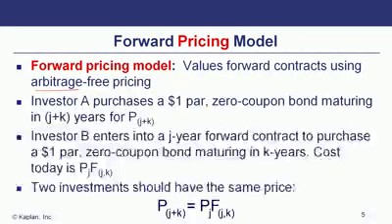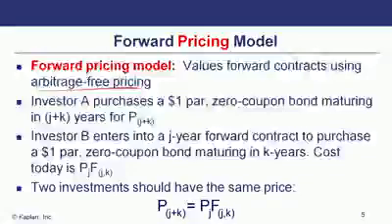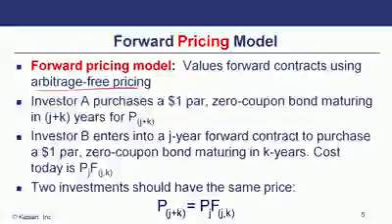We're really going to talk about arbitrage-free pricing later, so let's not worry about that too much right now. Let's just think about the relationship and the arithmetic. So investor A purchases a $1 par, 0 coupon bond maturing in J plus K years. All right? So what does that mean?